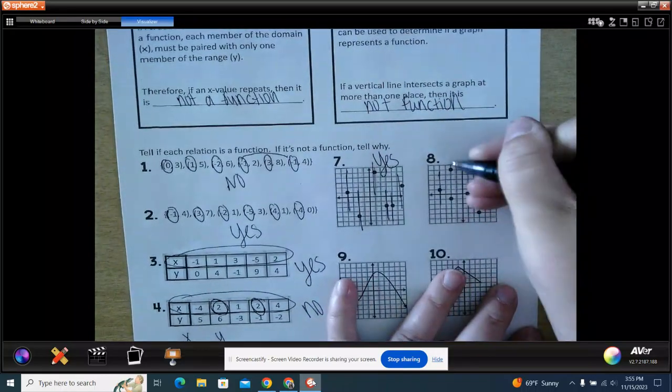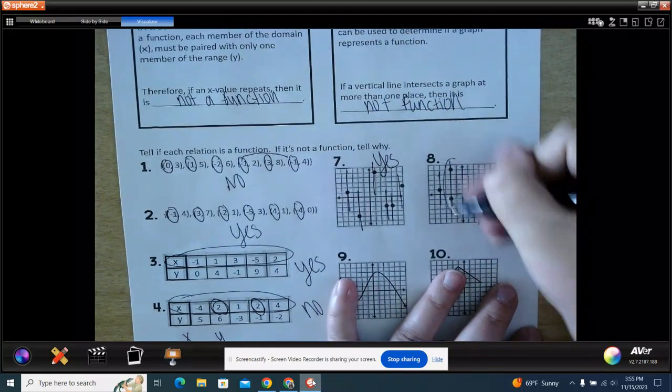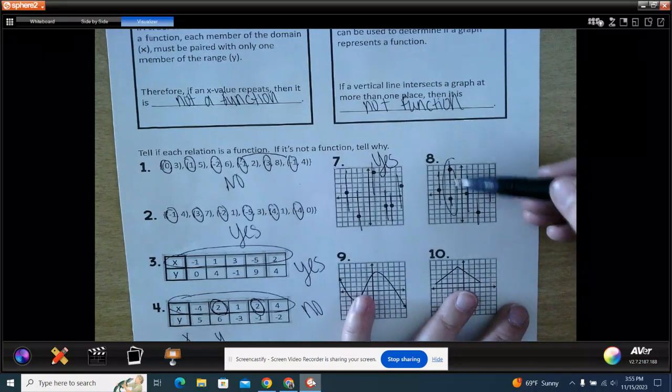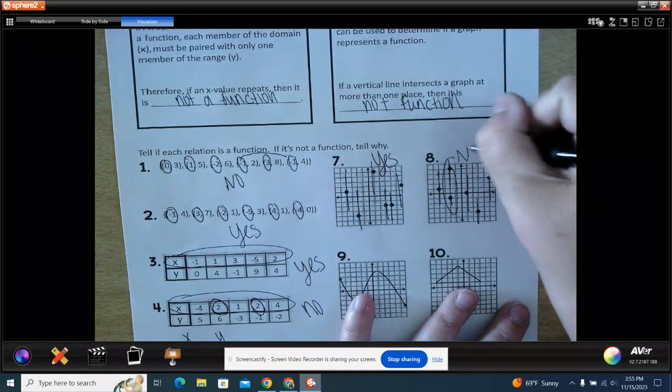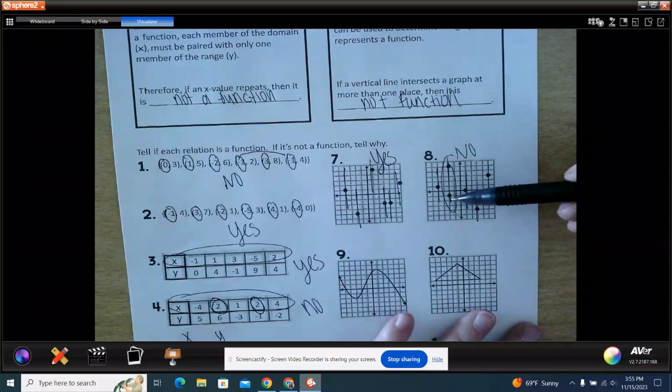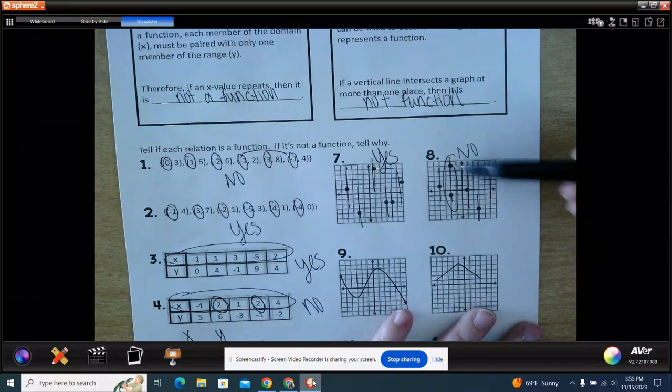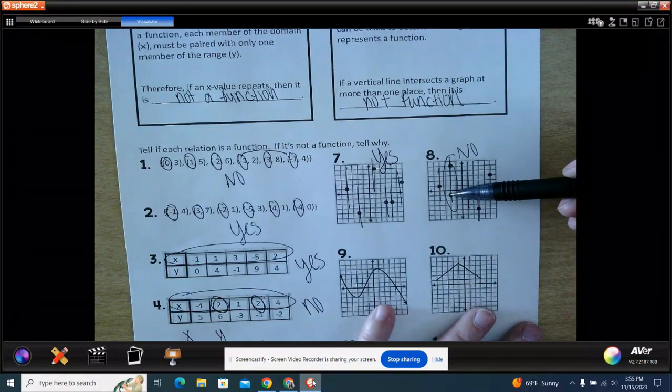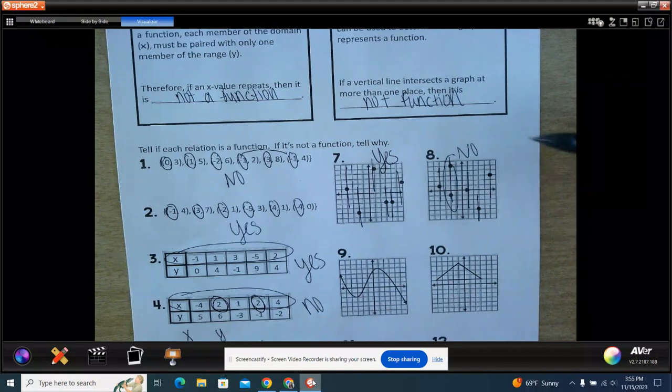So I'm going to draw a line. Right here, my vertical line hits 2 points. So that means it's not a function. When it's not a function, it means they share the same X values. So this one is at -3, 1. And this one's at -3, 5, which means they both share -3, which you cannot have.